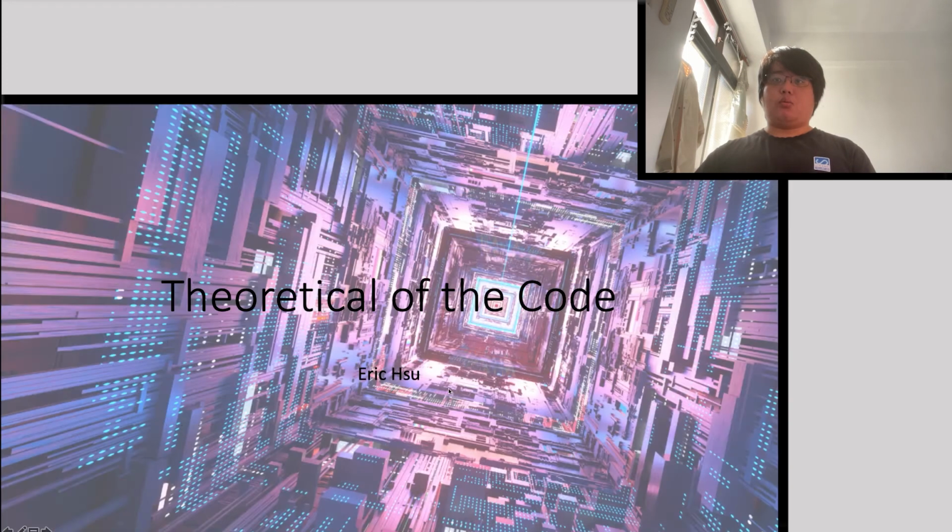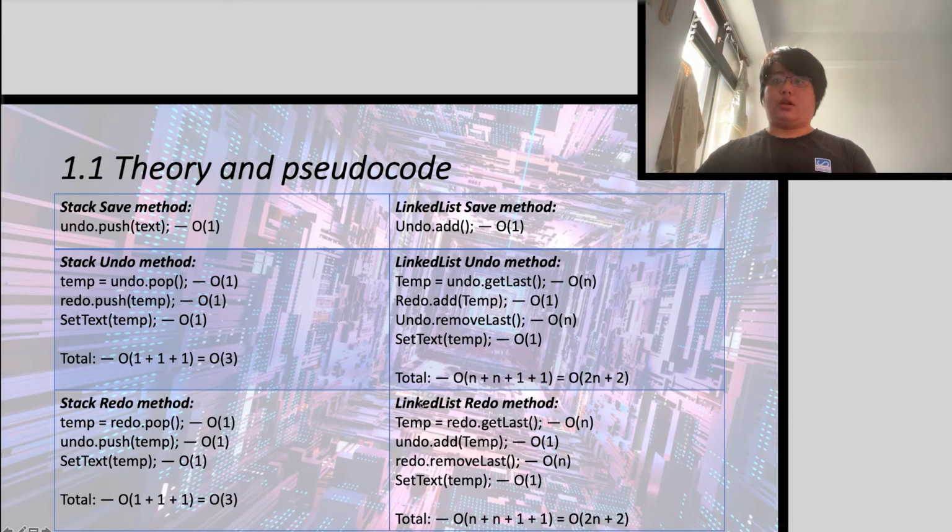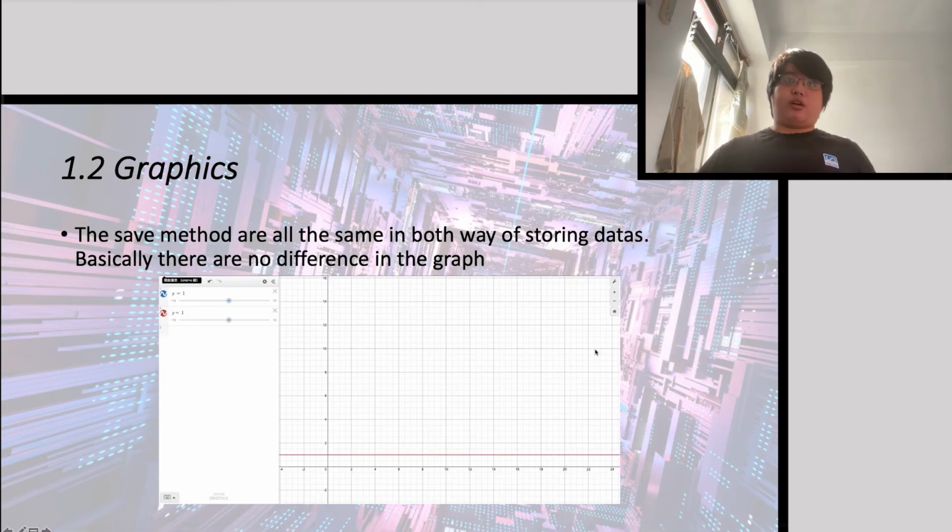And for the redo method, it's basically just the same as undo, but we change the redo to undo, undo to redo. Yeah, so the time complexity of the linked list redo method is also O(2n+2). So I'm going to the next part, the graphic part.